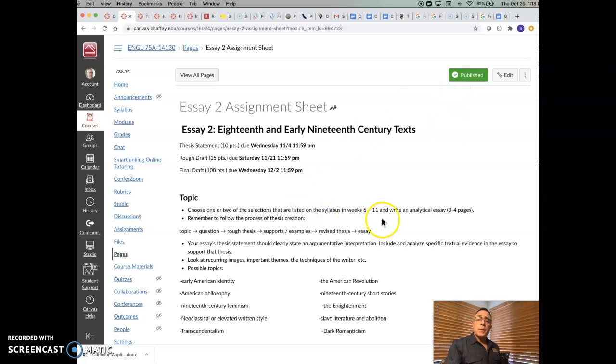I've got a bunch of topics here. Please note I'm saying choose from weeks 6 through 11 or so. Anything earlier than that, that's pretty much first essay territory. And start with a topic or a text that you really like. Ask some questions about it, build a rough thesis, and then find some supports from the text. That includes examples, quotations, then revise your thesis.